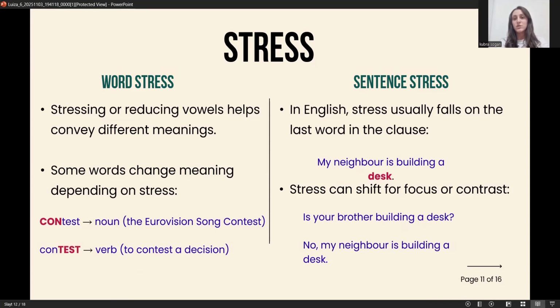Sentence stress. In English, stress usually falls on the last word in the clause, as in "my neighbor is building a desk." Stress can shift for focus or contrast. "Is your brother building a desk?" "No, my neighbor is building a desk."